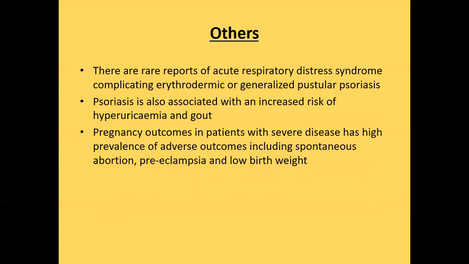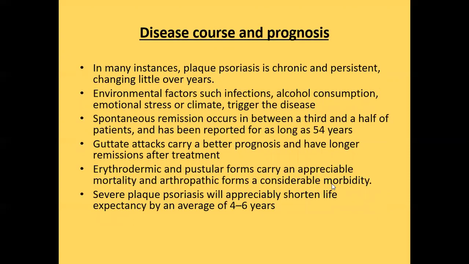Other reported complications of psoriasis include acute respiratory distress syndrome that complicates erythrodermic or generalized pustular psoriasis. Psoriasis is also associated with increased risk of hyperuricemia and gout. Pregnancy outcome in patients with severe disease has a high prevalence of adverse outcomes that include spontaneous abortion, preeclampsia, and low birth weight. Disease course and prognosis.